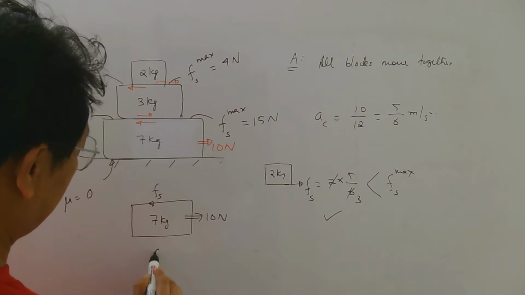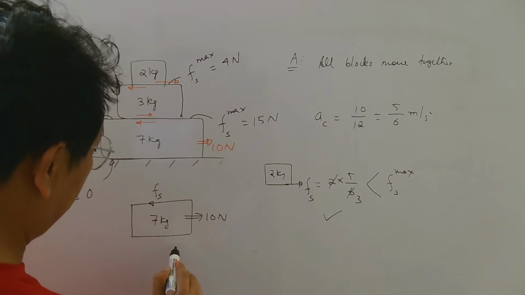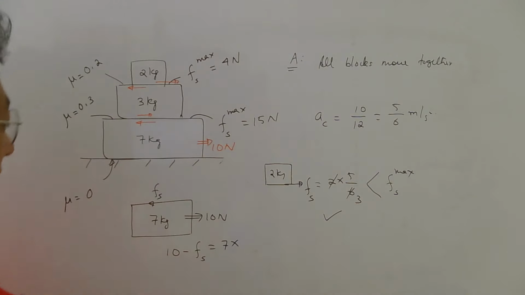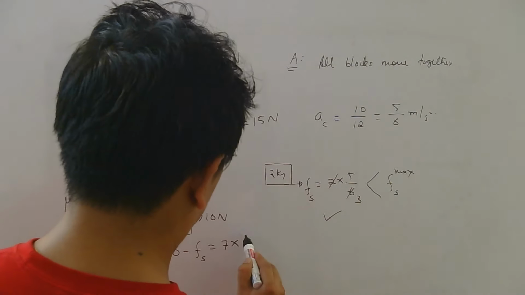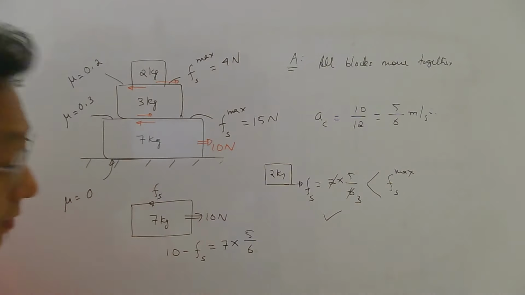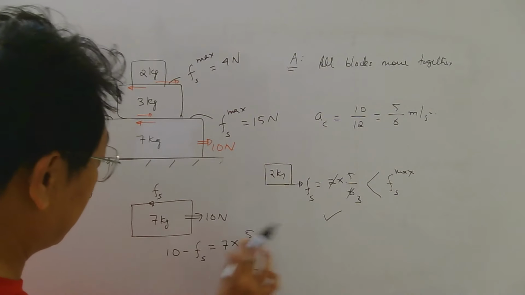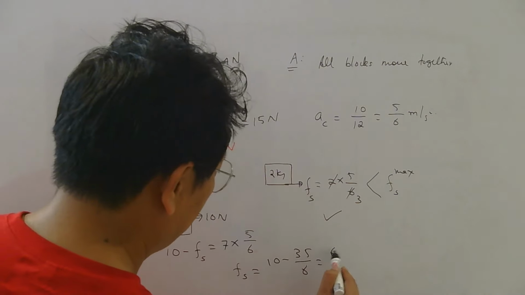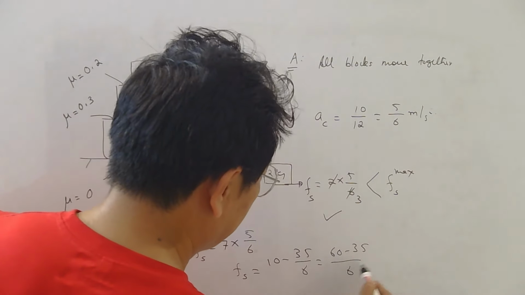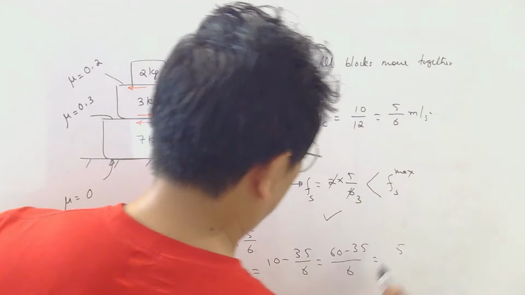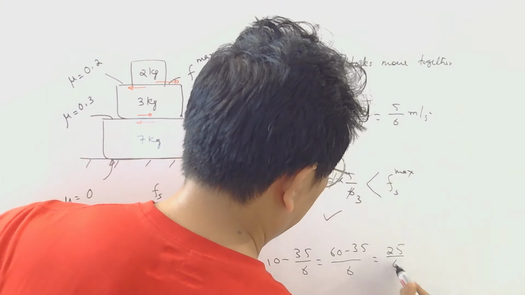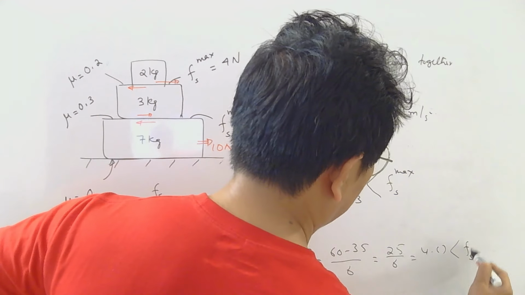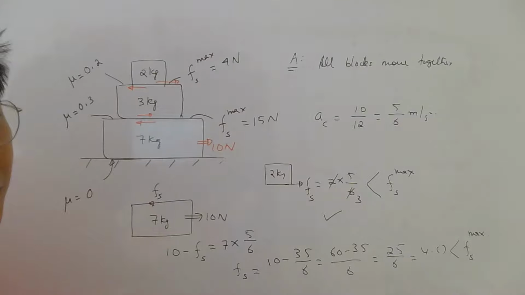Here there is no friction, so Newton's law will give you total force, 10 minus friction equals mass into acceleration. If you assume common acceleration, then 5 by 6, right? So static friction will be, take this one here, bring this one here, so 10 minus 35 by 6, which is 60 minus 35 by 6, which is 25 by 6. This will be 4 point something, which is again less than maximum static friction. So this is also possible.